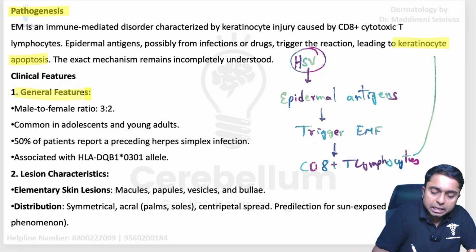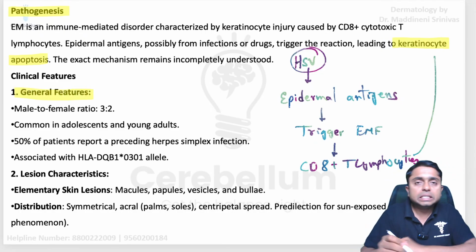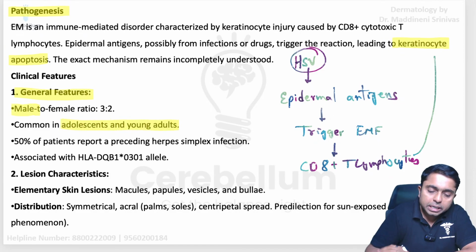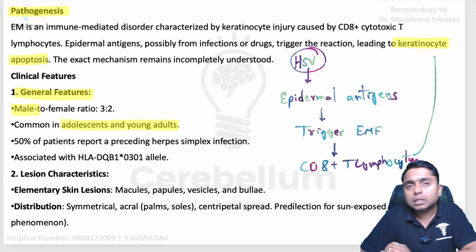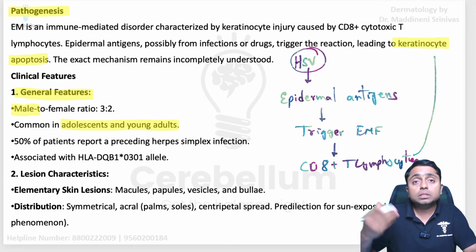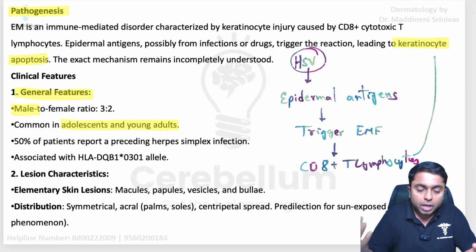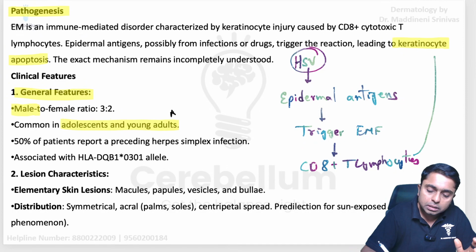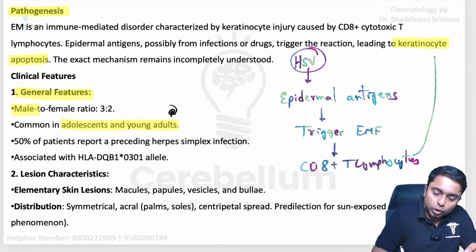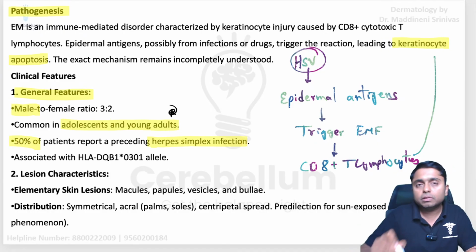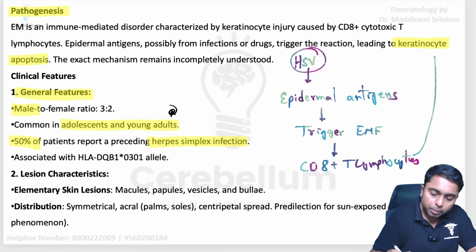So coming to the general clinical features, it is commonly seen in males and commonly seen in adolescents and young adults. Remember students, usually drug reactions are commonly seen in the elderly and middle age group, because they are having polypharmacy. But because this is associated with infection, adolescents and young adults are more commonly affected. And like I have told you, it is preceded by herpes simplex infection in 50% of the individuals. Very important point to be remembered.